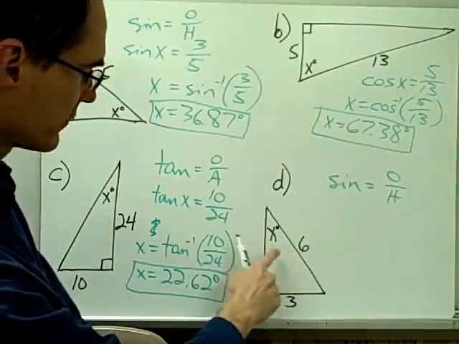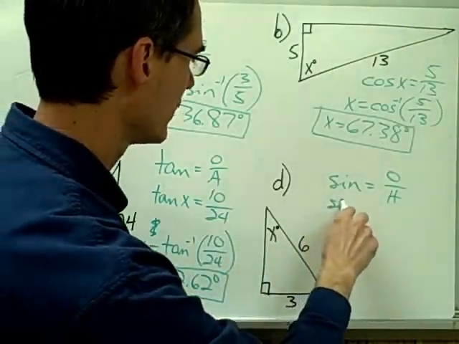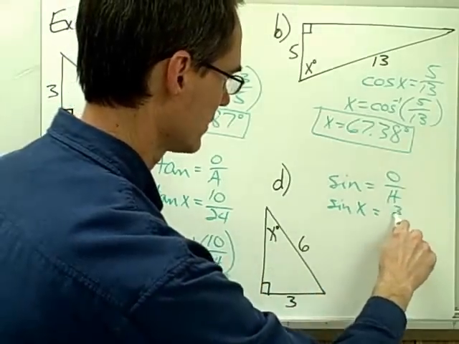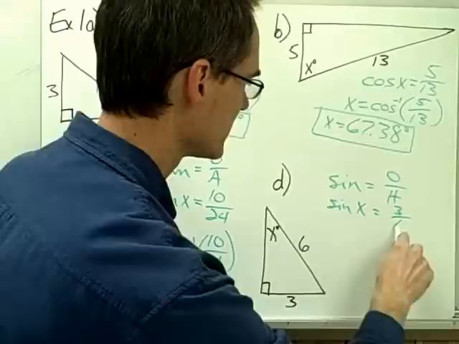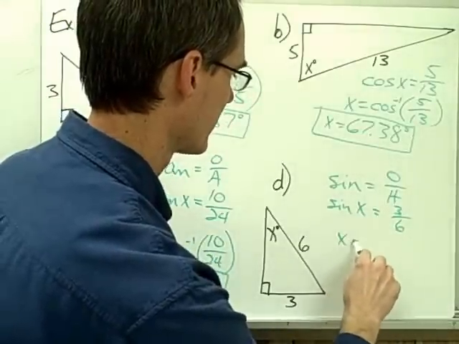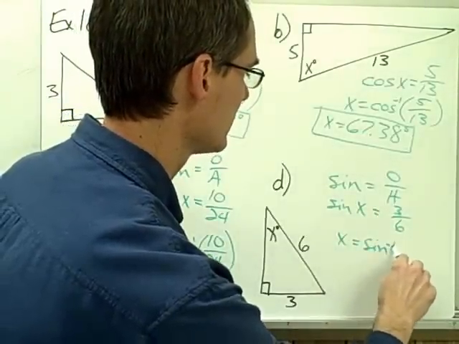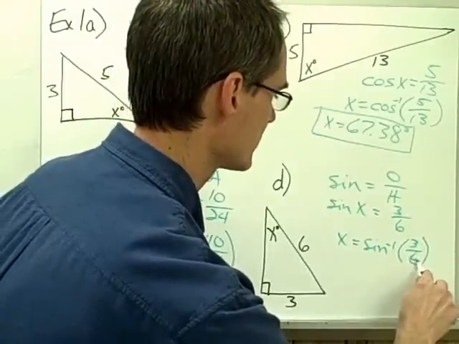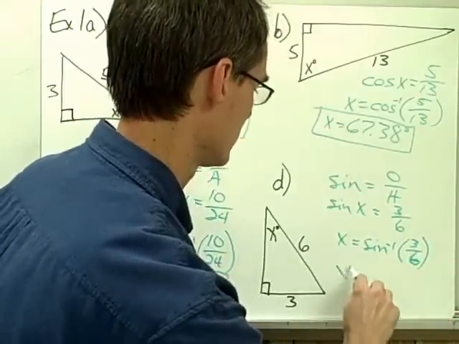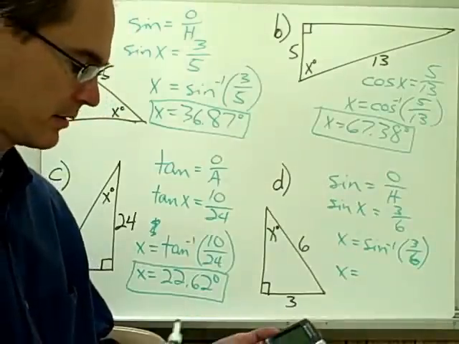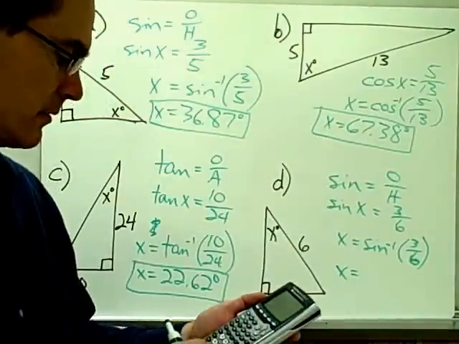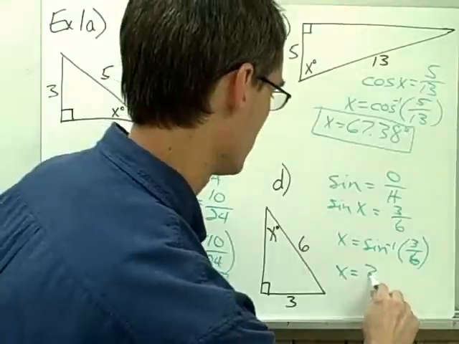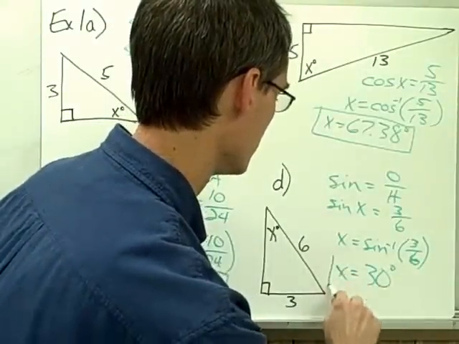I fill in the information for this triangle. Sine of what angle? X. Opposite is 3. Hypotenuse is 6. And x is equal to the inverse sine of 3 over 6. So I punch that into my calculator. Inverse sine 3 divided by 6 is 30 degrees.